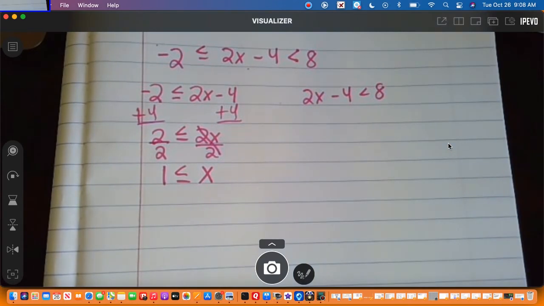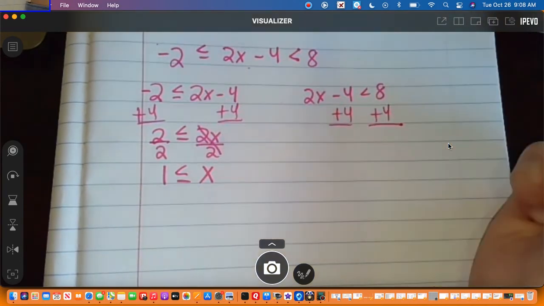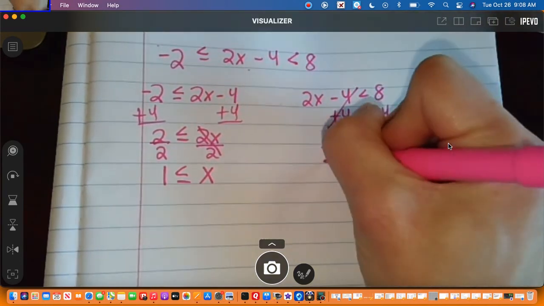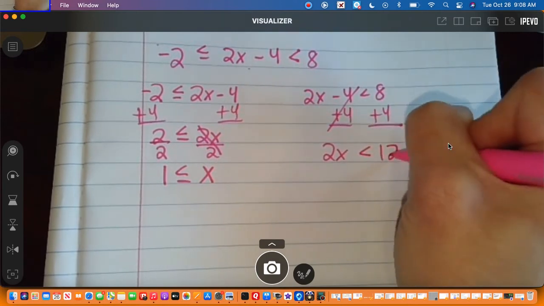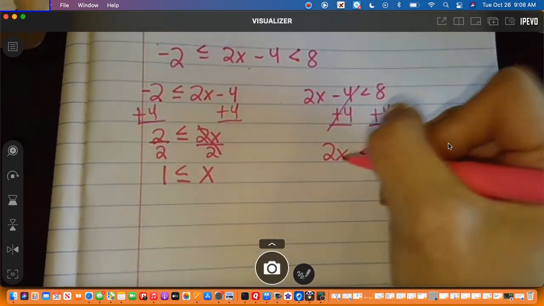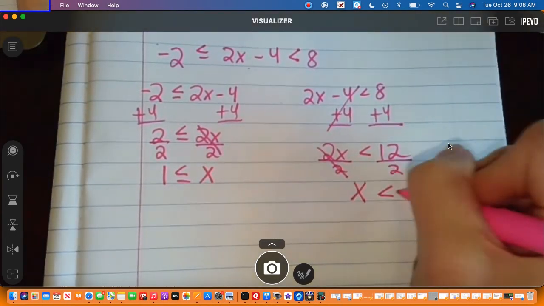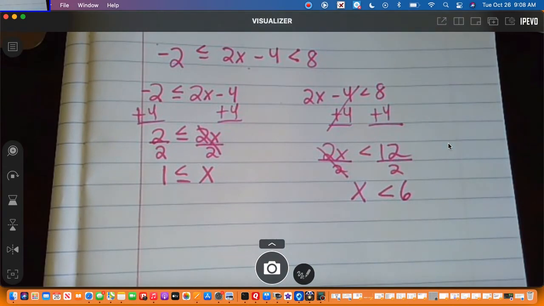Okay. Then on the other side, what do I do? Same exact problem, right? Add 4. So I get 2x is less than 12. Then what? Divide by 2. See, it's the same problem over and over. So x is less than 6. So on this problem, I have x is greater than or equal to 1, x is less than 6.